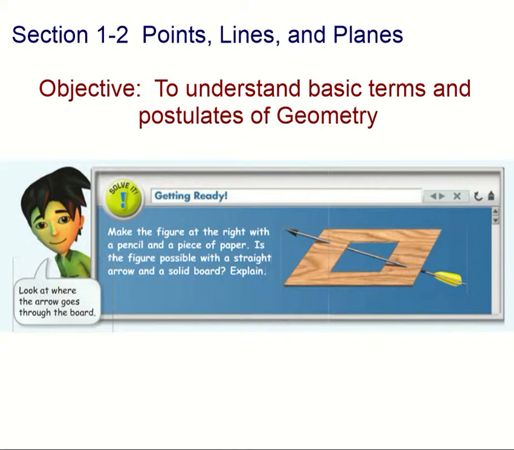Lesson 2 of chapter 1 of geometry. Our lesson today is section 1-2, and it's about points, lines, and planes. And so our objective for today is to understand basic terms and postulates of geometry.